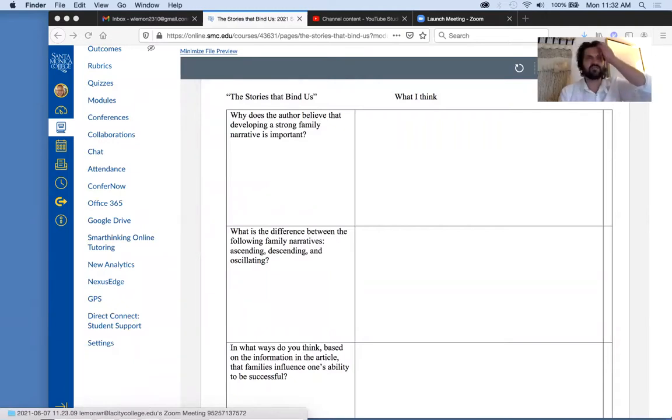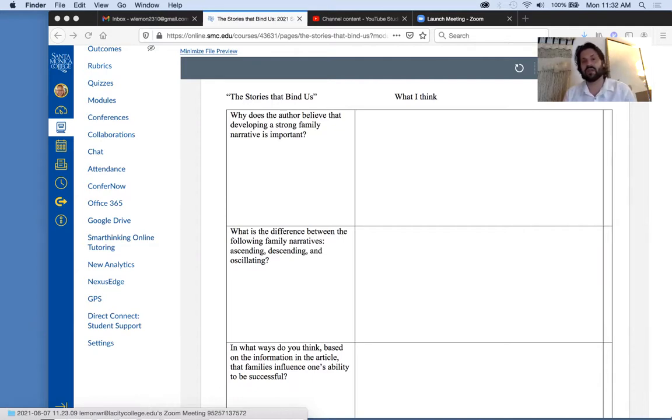Just remember, when we're thinking about a family narrative, this is not necessarily something that families consciously develop. I think it's just things that happen unconsciously and over time, and it definitely goes back to how the family talks about itself. So let's focus on the three types of narratives there are.